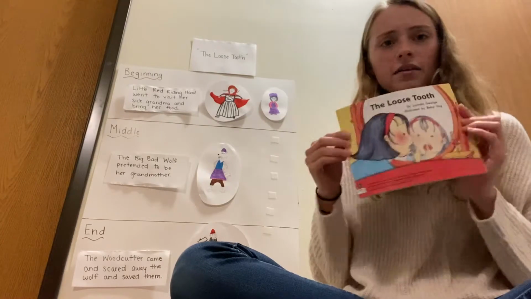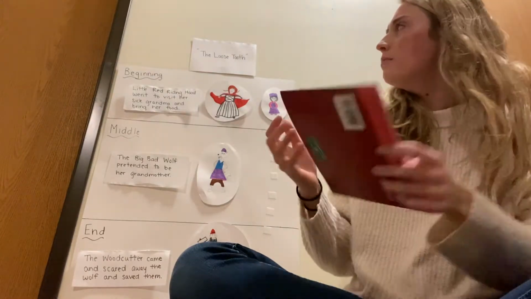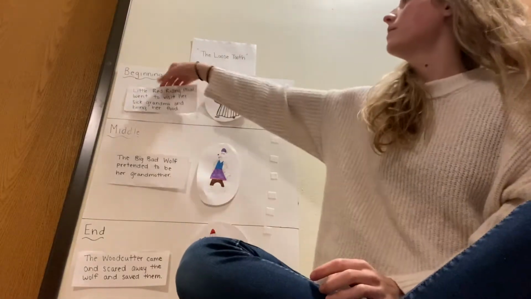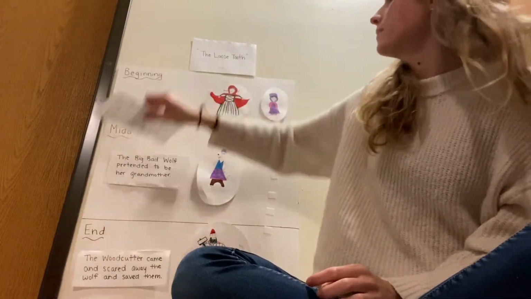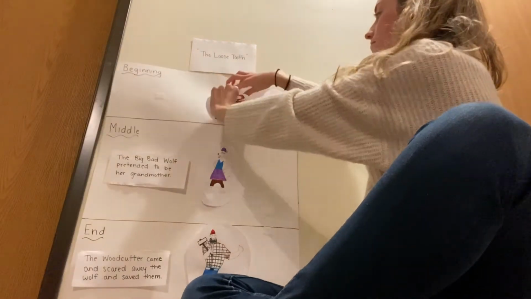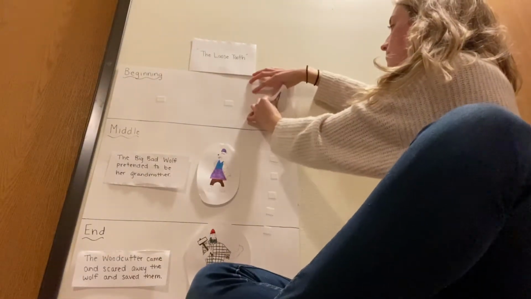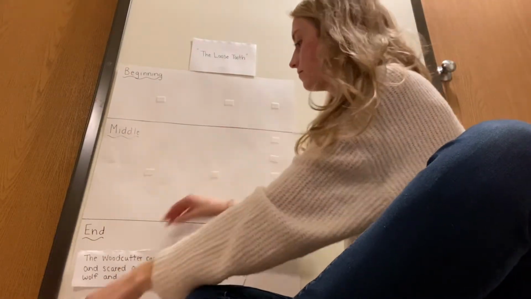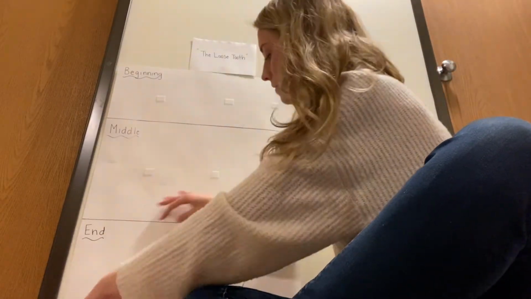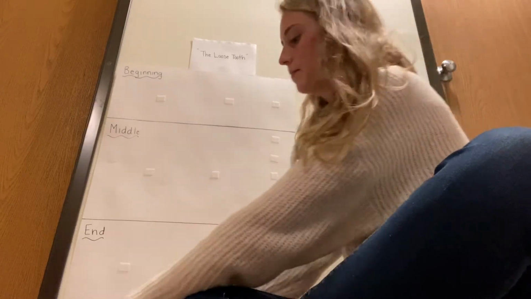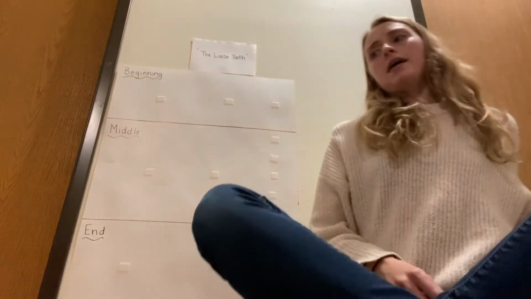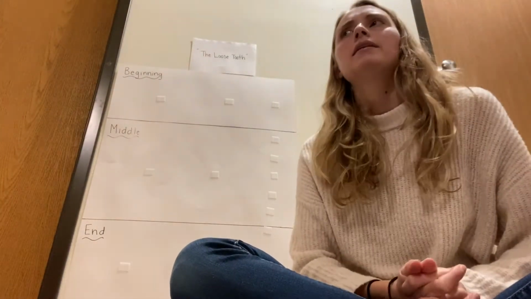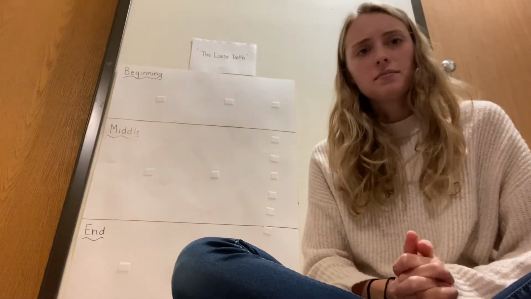Okay, so now that we've finished this book, why don't we take a look at the beginning, middle, and end? Should we take off the parts of the Little Red Riding Hood? Okay, so I think I am going to need some help with this. So let's think back to the beginning. Does anybody know what happened at the beginning of the book?